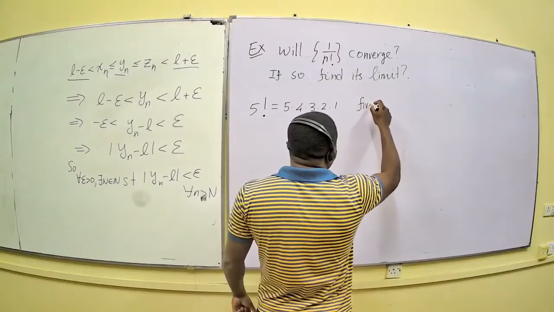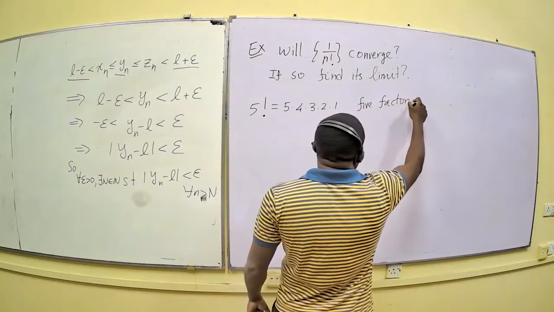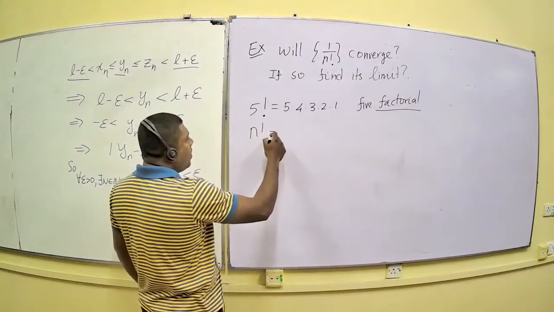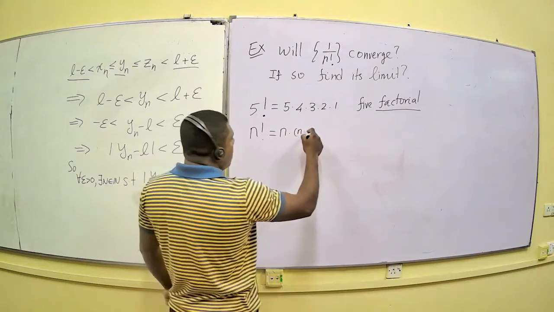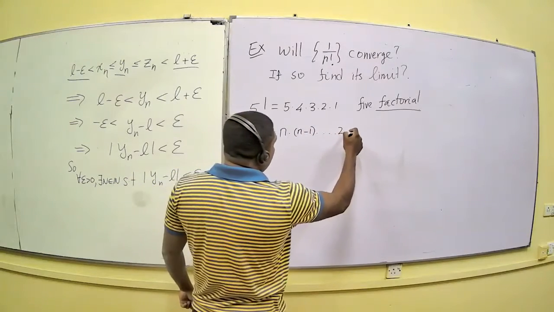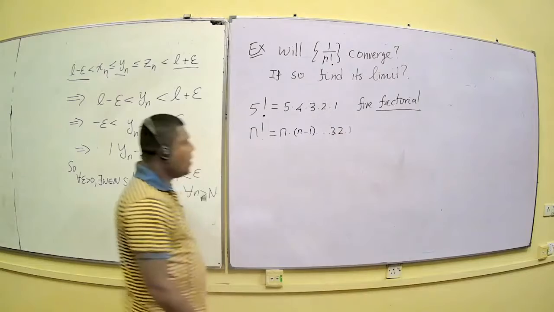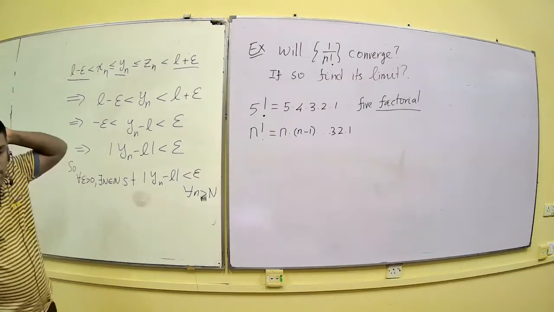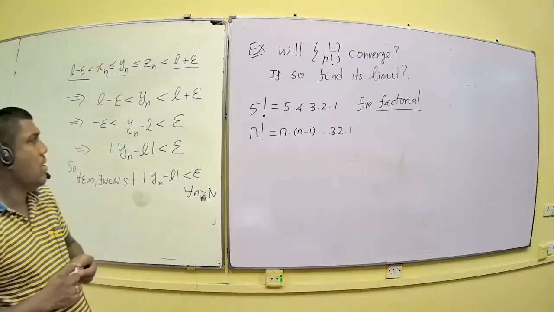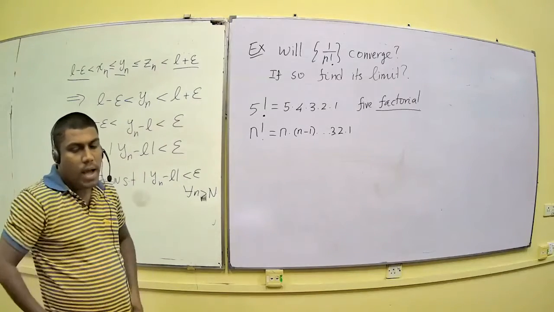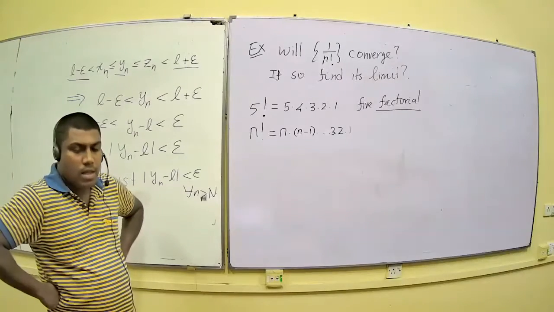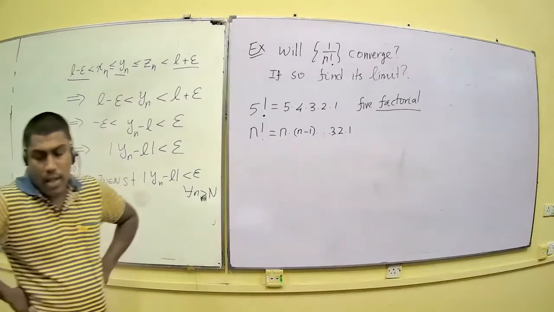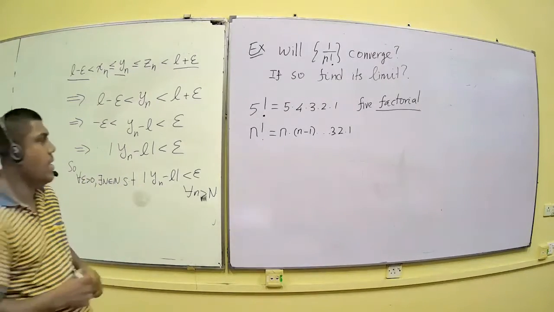So we call it 5 factorial. So n factorial is n times n minus 1 multiplied down to 3 times 2 times 1. That is what we mean by n factorial. You must have learned this in A level when you studied combinations and permutations. So for 1 upon n factorial, they ask you to check whether this sequence will converge or not, and if it converges, to find the limit. So here I am going to use the sandwich theorem.